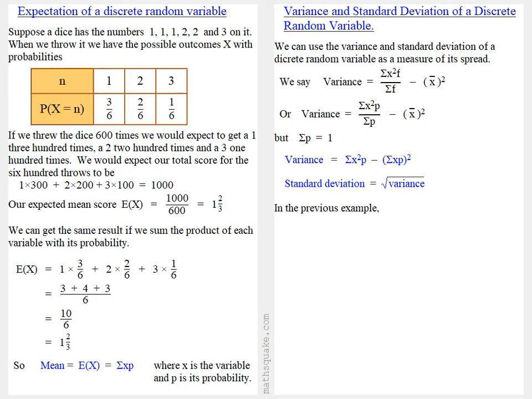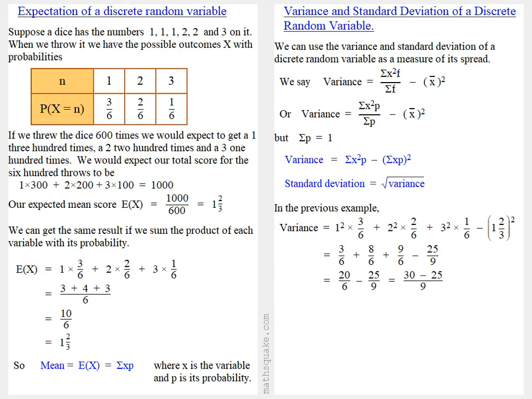So in the previous example, the variance is 1 squared times 3 over 6 plus 2 squared times 2 over 6 plus 3 squared times 1 over 6 minus 1 2/3 all squared. So that's 3 over 6 plus 8 over 6 plus 9 over 6 minus 25 over 9, which is 20 over 6 minus 25 over 9, or 30 minus 25 all over 9, which is 5 over 9. So the variance is 5 over 9, and the standard deviation is the square root of that, which is root 5 over 3.